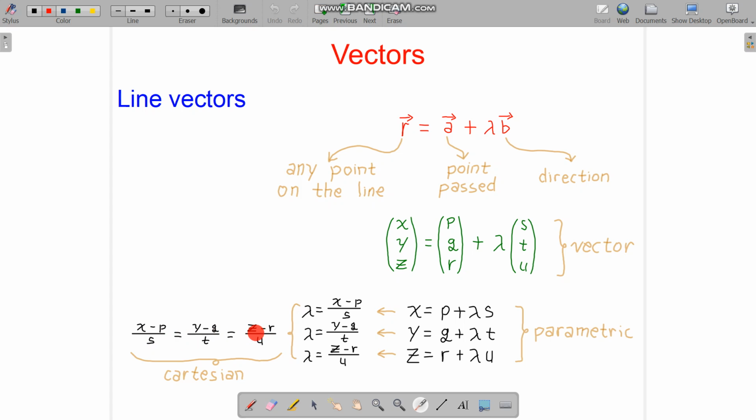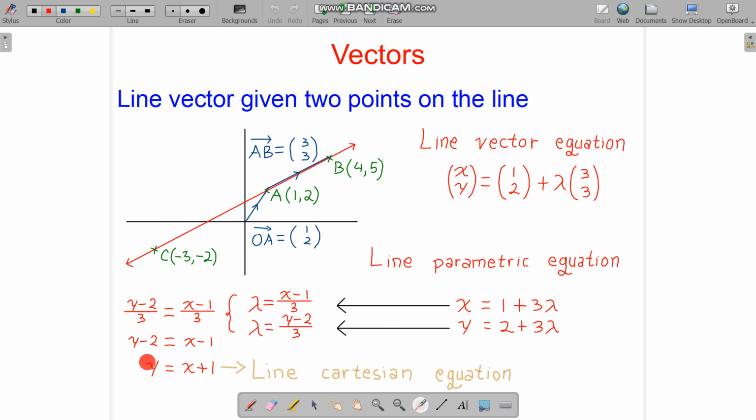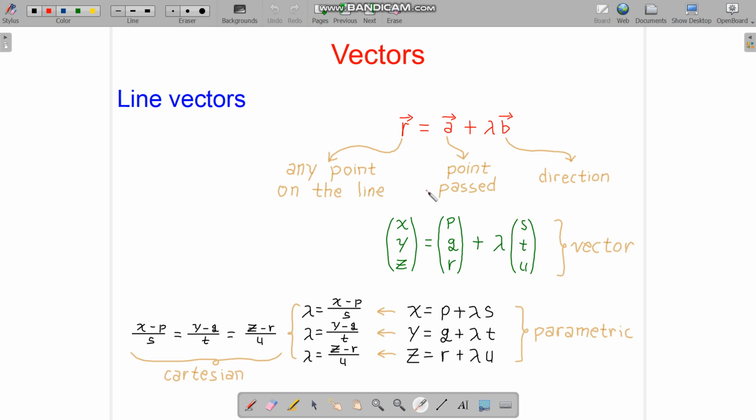So in 3 dimensions, this is the equation. So it's not as simple as this kind of equation in 2D. In 3D, it's complicated. Right.